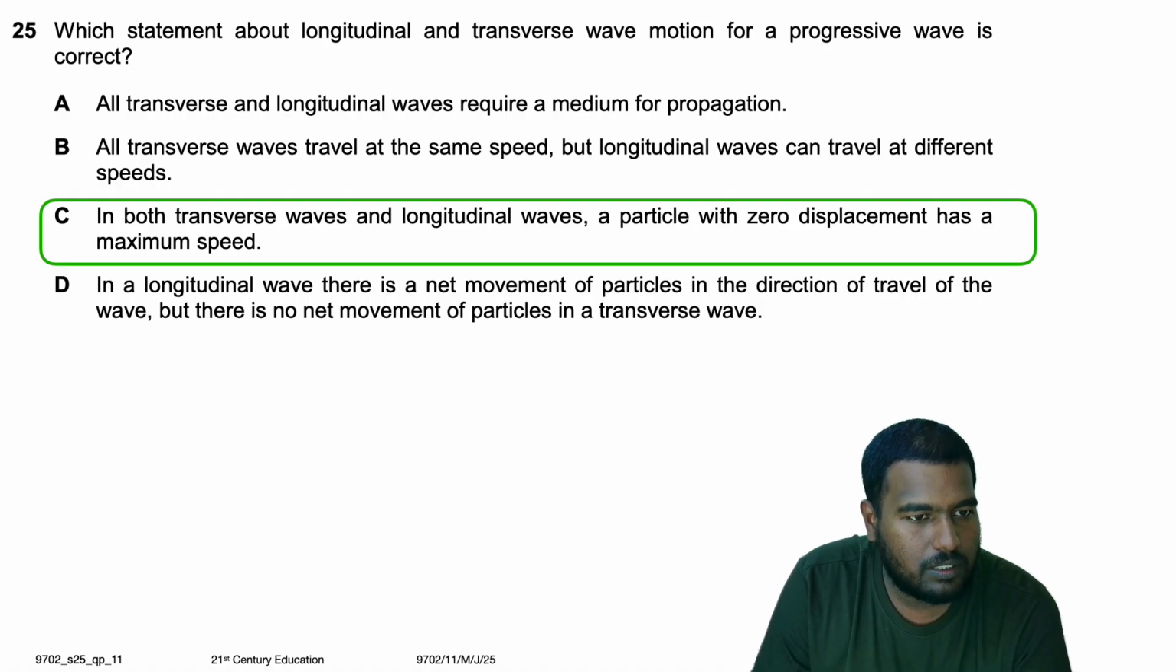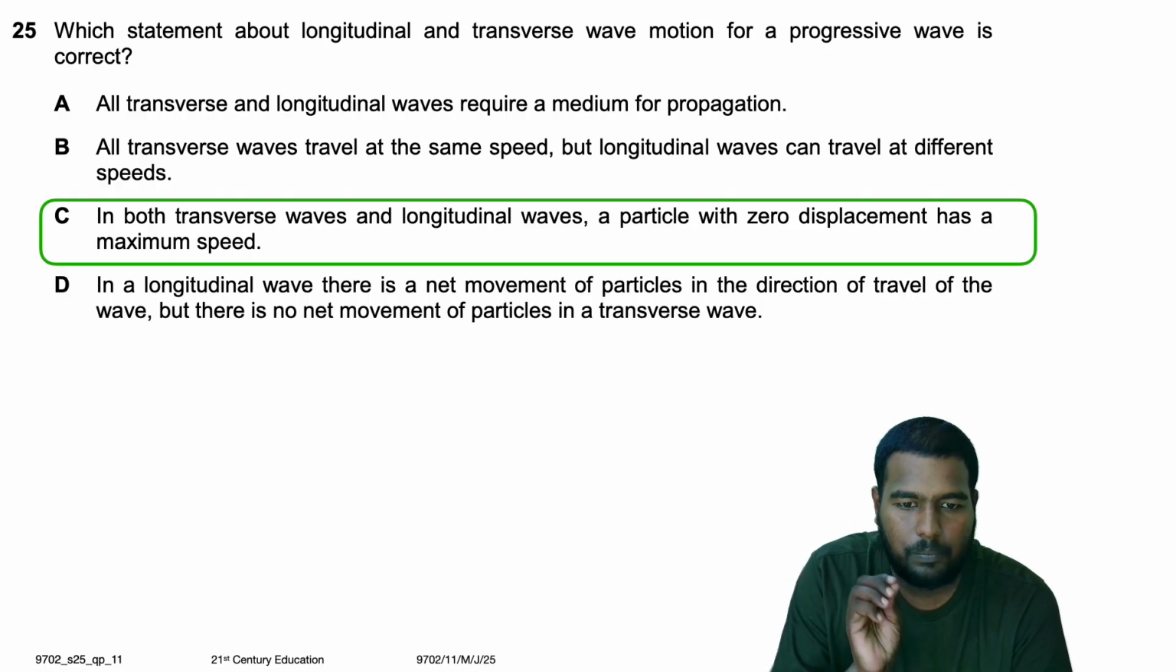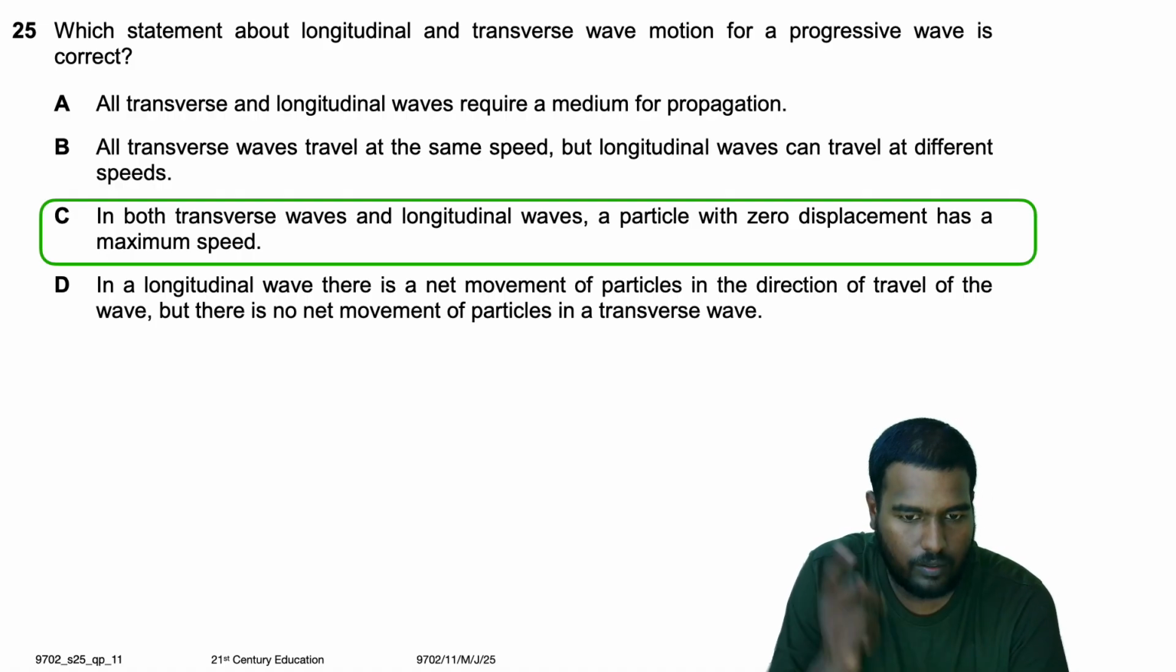"In both transverse waves and longitudinal waves, a particle with zero displacement has a maximum speed." Yes. We can take a simple pendulum, which will have maximum velocity when it crosses the equilibrium position. You can keep that, remember that.